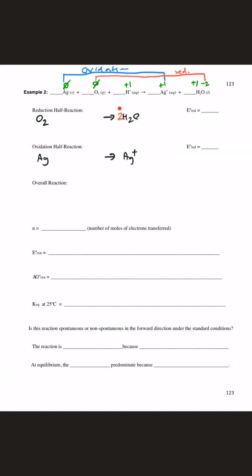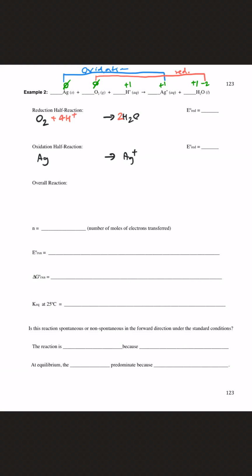Because you have 2 water on the product side, therefore you will need to add proton in order to make the number of hydrogen equal. So how many proton? Since there are 4 hydrogen on the other side, this side has to have 4 proton. So if you check the number of elements, you are going to see that you have 2 oxygen, 4 hydrogen, and 4 hydrogen. So perfect, the number of elements is already balanced.